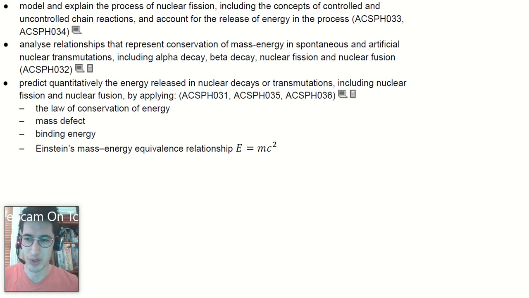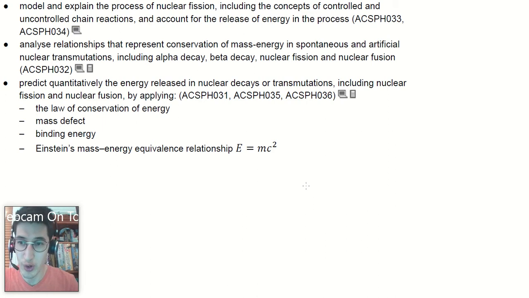All right, we have a big one to do today, so let's get into it. We are looking at nuclear fission reactions, including controlled and uncontrolled chain reactions, and we're going to look at how energy is produced in this type of reaction, and just talk a little bit about some of the applications of this too.